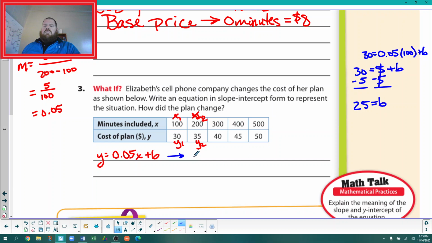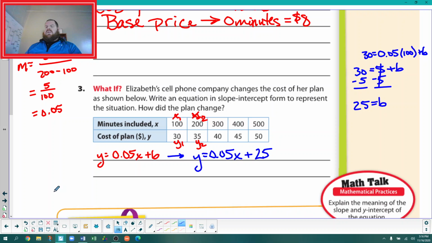Okay, and so we move that to 0.05x. My pen is lagging out a little bit, plus 25. It's a pretty drastic change, right? It really is. I mean, not only the fact that my y value at 100 minutes is 30, whereas it was 14 before. So, it's like $16 more expensive just for the 100-minute plan.